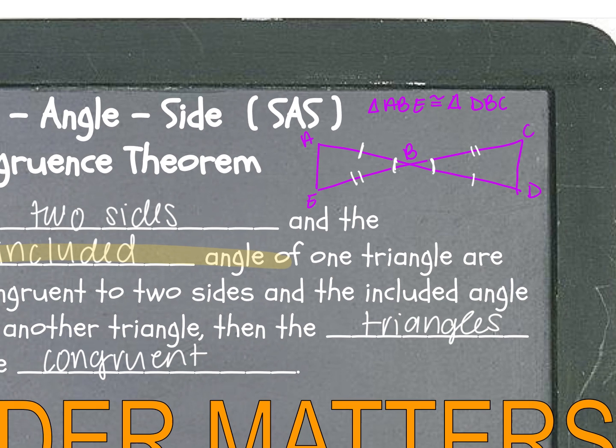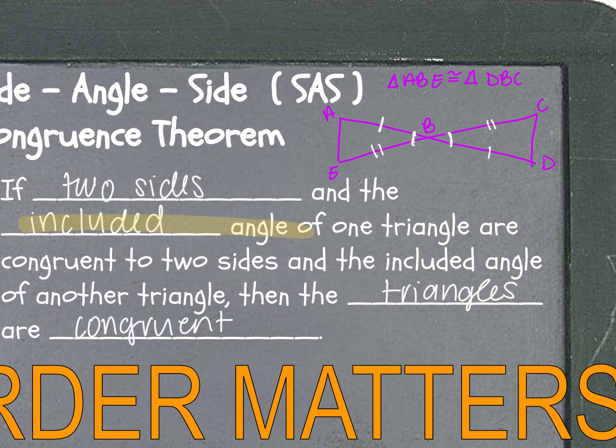Okay, so the order does matter. Again, side, angle, side. Here's my side, angle, side, and they're telling me that they're congruent. So this is how you're finding a side, angle, side. It has to be side first, then your angle, then your side. If they decided to put the angles here, it is not side, angle, side anymore. It would be something different. So you have to make sure it's going in that specific order: side, angle, side.